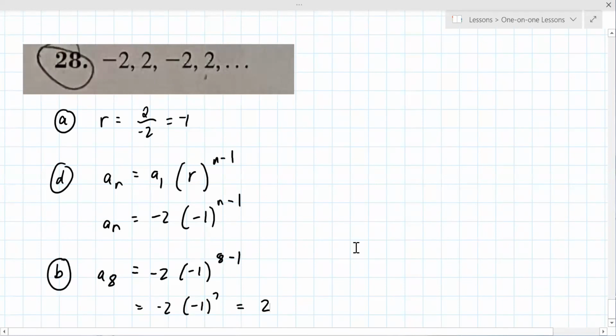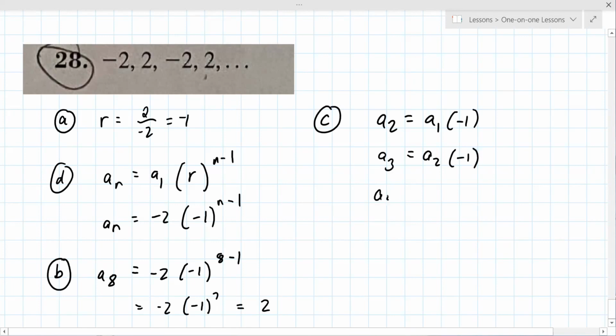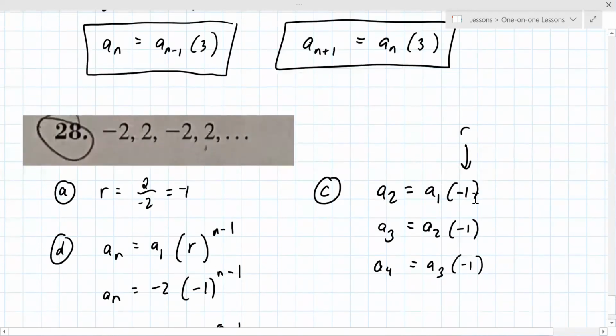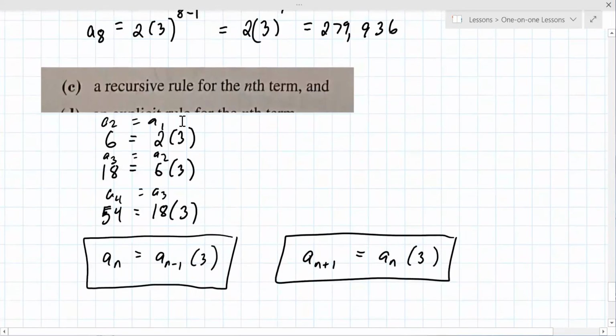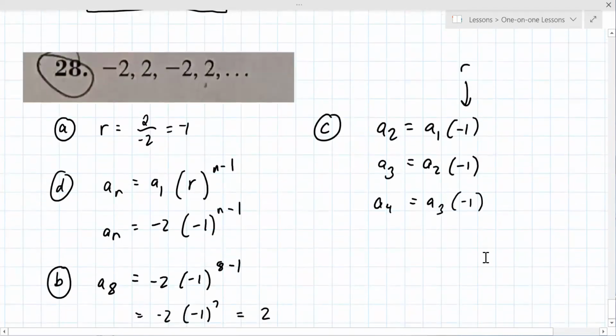Part C is to figure out a formula here. So the second term, 2, is equal to the first term multiplied by -1. The third term is equal to the second term multiplied by -1, and so on. So what you're noticing is that it tends to be the ratio, the way you write it. We used that here when coming up with the formula for C. So A sub n equals A sub n minus 1 times -1.